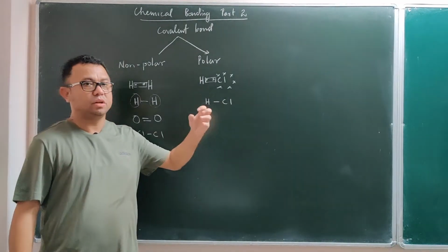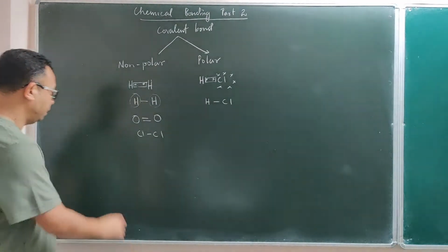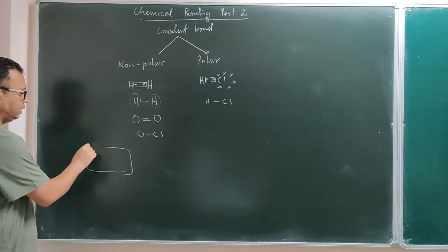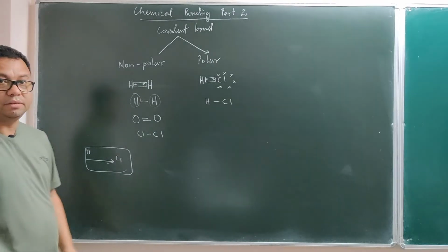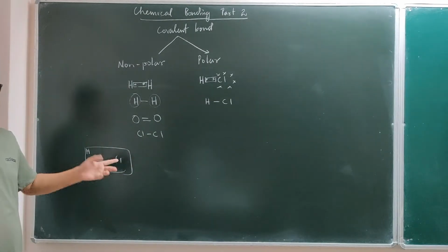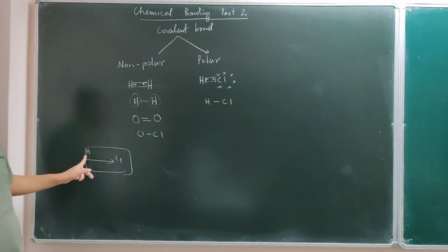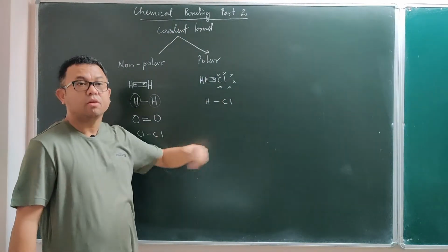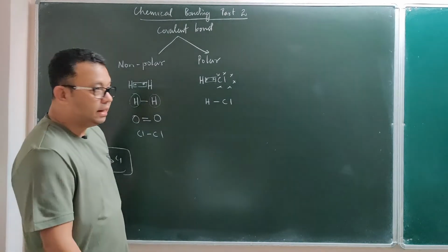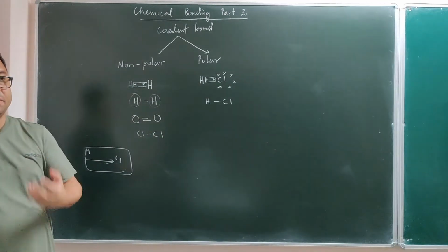Now the combining atoms are not the same. If you remember in the periodic table, your hydrogen is here, your chlorine is there. As you go from left to right, electronegativity increases, meaning chlorine has a very high electronegativity as compared to hydrogen. Electronegativity means the tendency of an atom to attract the shared pair of electrons towards itself.